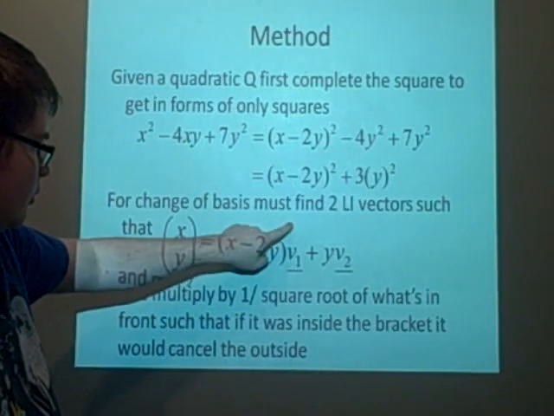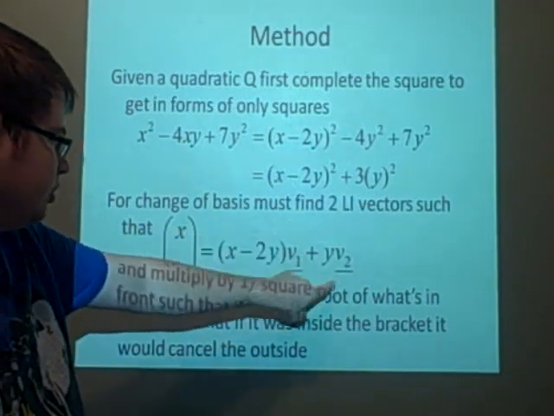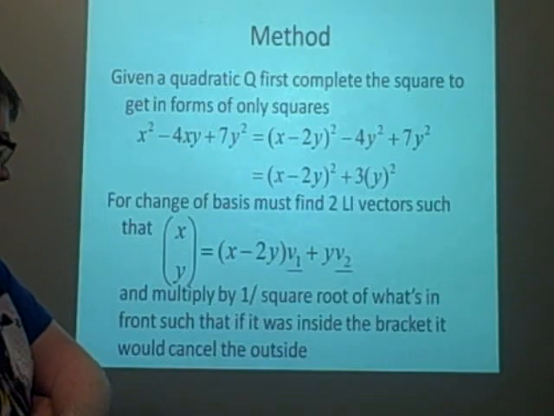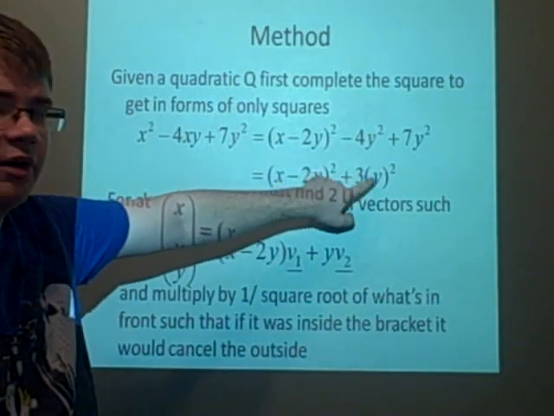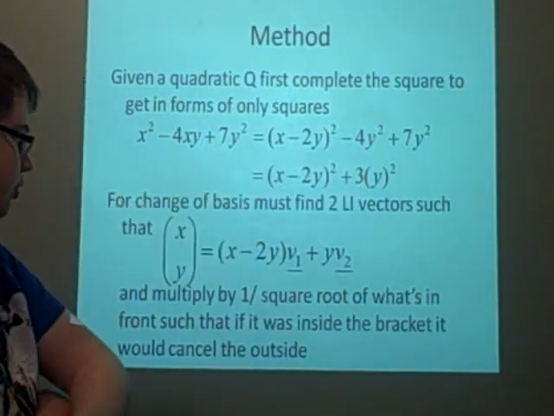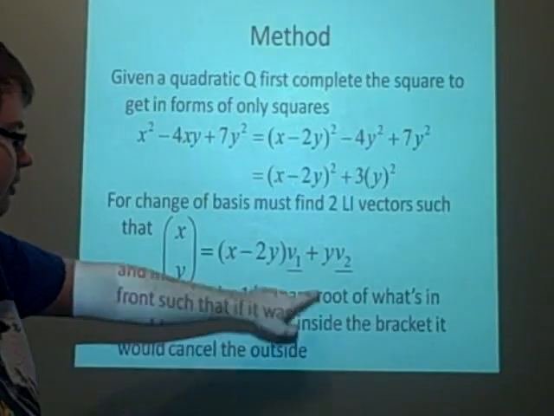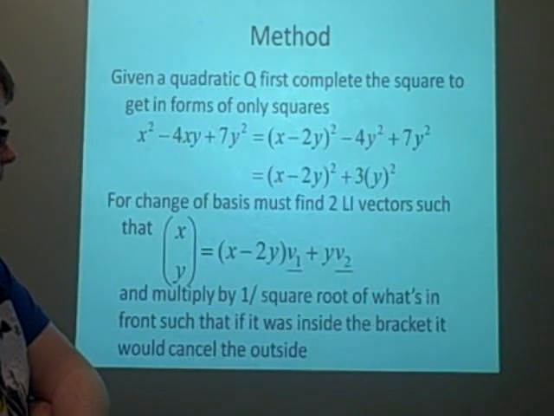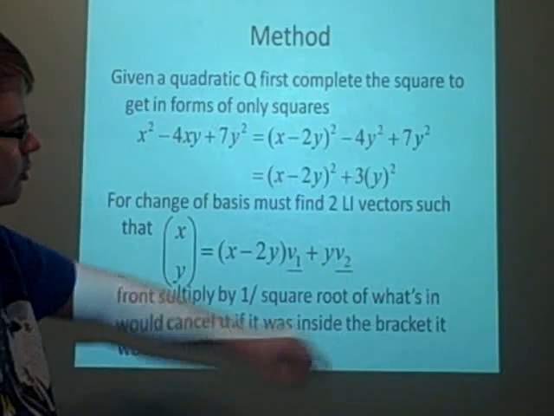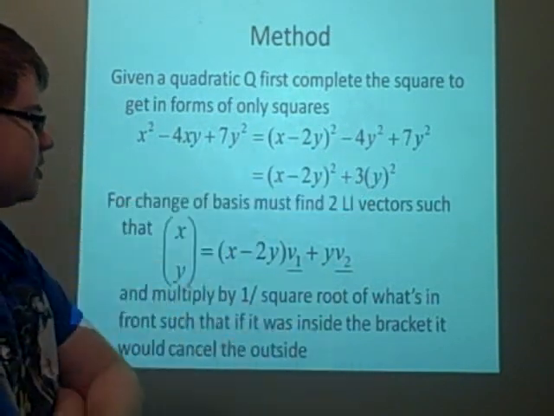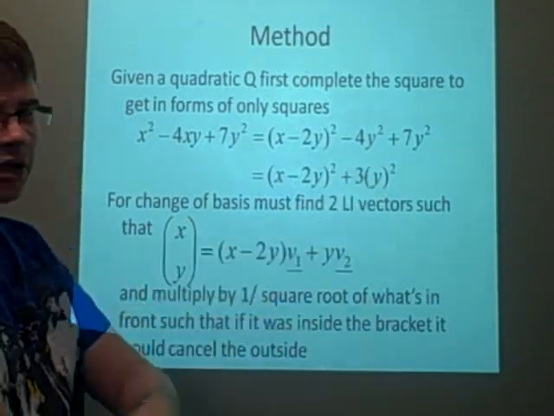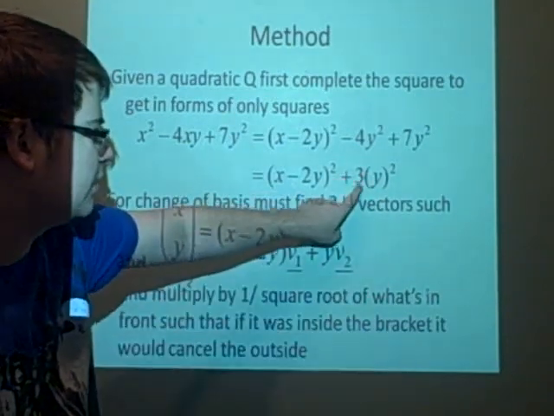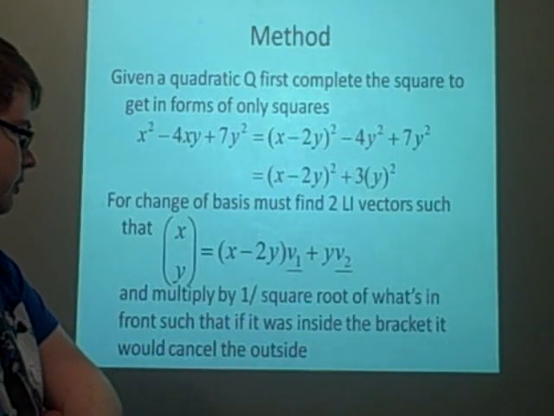Yeah, 1, 0, -2 and 1. Right, and then what you've got left outside the bracket, you want to multiply your final vector, v1 or v2 or so on, by 1 over the square root of this. And the reason it does that is if you were to actually put it inside the bracket, then it would cancel with the outside to get rid of it. And that's the way it's done.